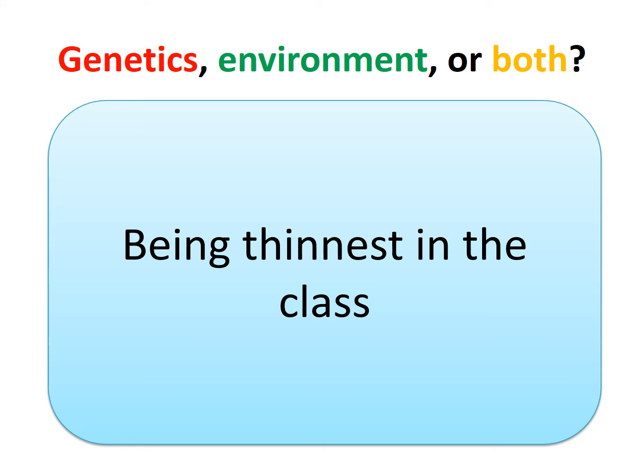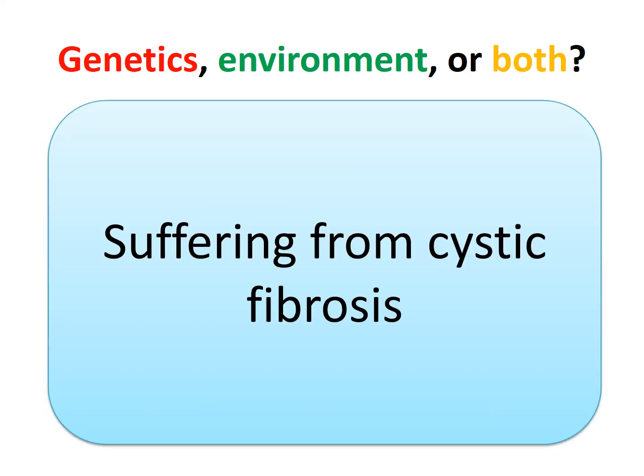Being the thinnest in the class. Similar to height, there is a genetic characteristic here, but also environmental, as to whether you exercise and nourish well. So this one's both, but generally, yeah, genetic. Suffering from cystic fibrosis: that is a disease that affects the membranes in your lungs and your digestive system, causes them to produce a thick mucus and fibrils. That is a genetic disease. You can't gain that from the environment.